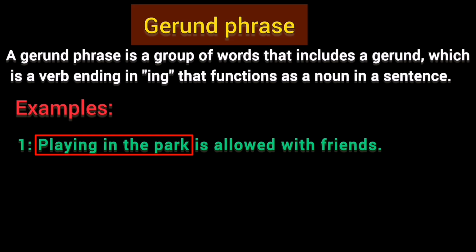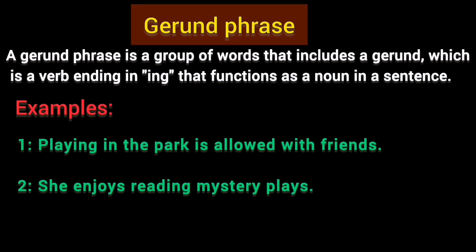You can see this is a group of words, but this group of words functions as a single part of speech. Simply, it functions as the subject of this sentence. As we have said, a verbal phrase will function as a single part of speech. So, it functions as a noun which plays the role of a subject in this sentence.